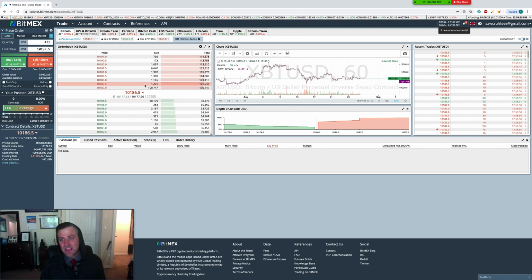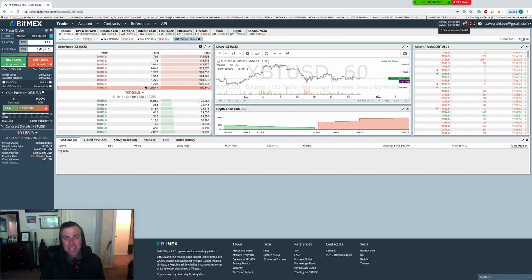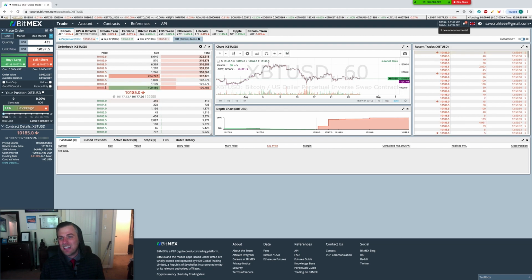Because if there isn't, that is when slippage occurs. When you see the price at a current amount, but not enough liquidity to cover the orders that come in, that is where slippage occurs. And slippage is essentially when you get a worse price than what is quoted. Right now, we're getting quoted $10,185.5, but there's only up to $100,000 available there.